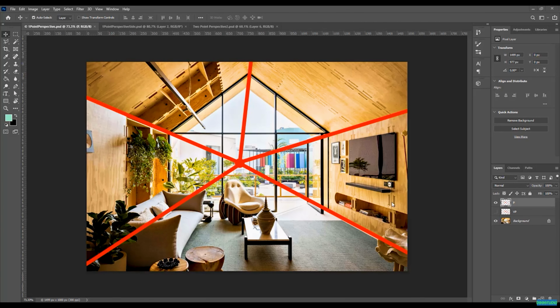Hello, in this lecture we're going to be talking about vanishing points. So I have this small cabin that we found in the last lecture, and we can clearly see that it only has one vanishing point. So what are vanishing points? It's just basically the point in which the lines from a perspective seem to meet.